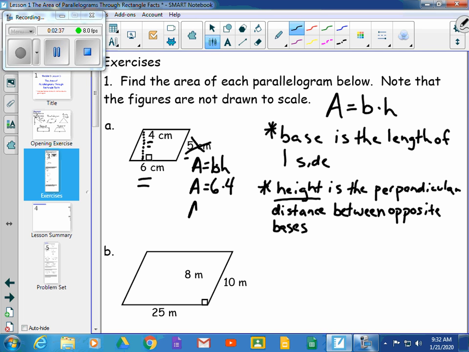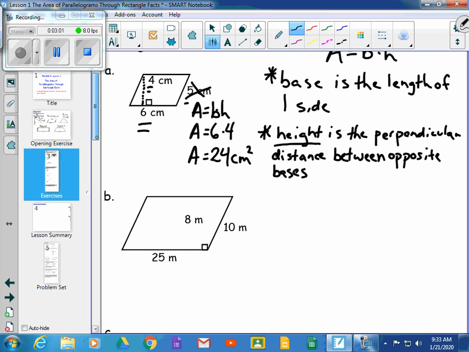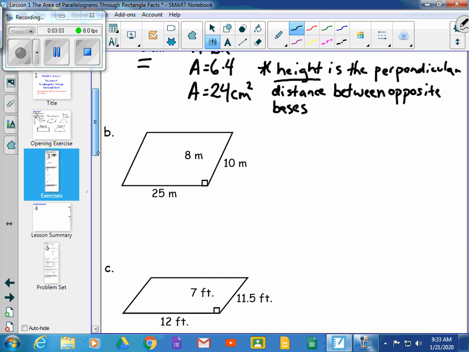The third step is to solve it, to evaluate. 6 times 4 is 24, and we also want to make sure that we have correct units on there. Since this is being measured in centimeters, we measure the area in square centimeters. We put a little exponent 2 after the centimeters. So we would say the area of that particular parallelogram is 24 centimeters squared.